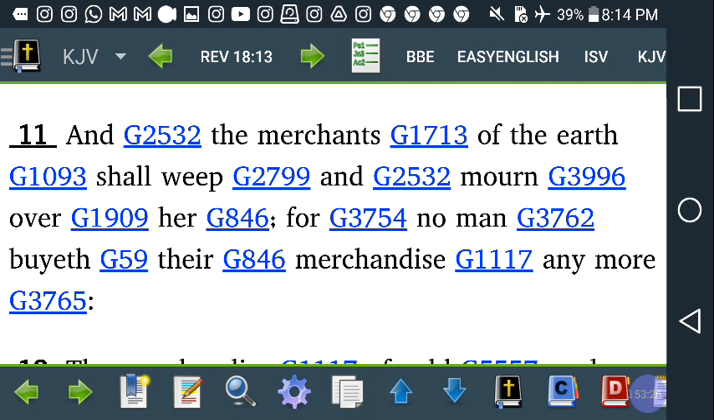over her. Babylon is a bitch. You know, people like to use this word bitch, like a female dog. But Babylon is the bitch, right? Spiritually, metaphysically, in reality. For no man buyeth their merchandise anymore. Now remember we said, just on the record, the Canaanites are the merchants. Because it says, no longer will there be the Canaanite in the house of the Lord.